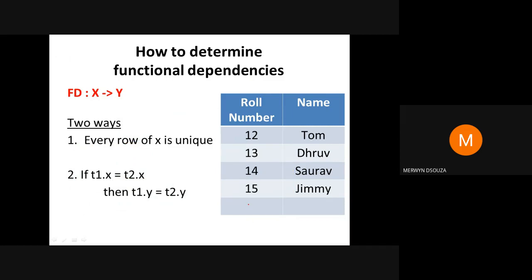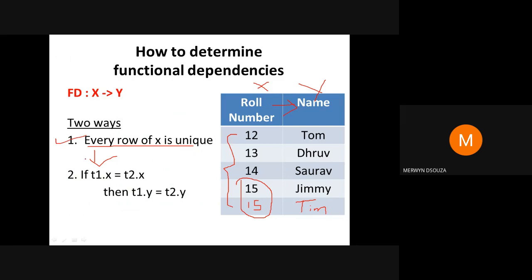But suppose we had the name like this, roll number 15, and say here the name was Tim. First of all, you are told to check whether this functional dependency is valid, X determines Y, or roll number determines name. So first check for this: is every row unique? When you check, you find that every row is not unique. Here there is a duplicate. Therefore you will go to check the second condition.